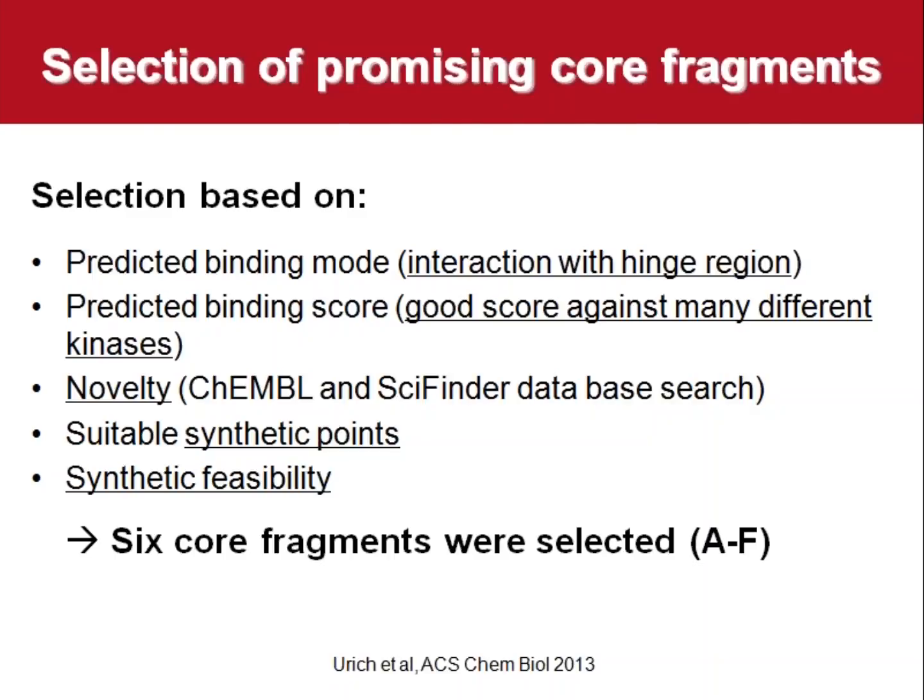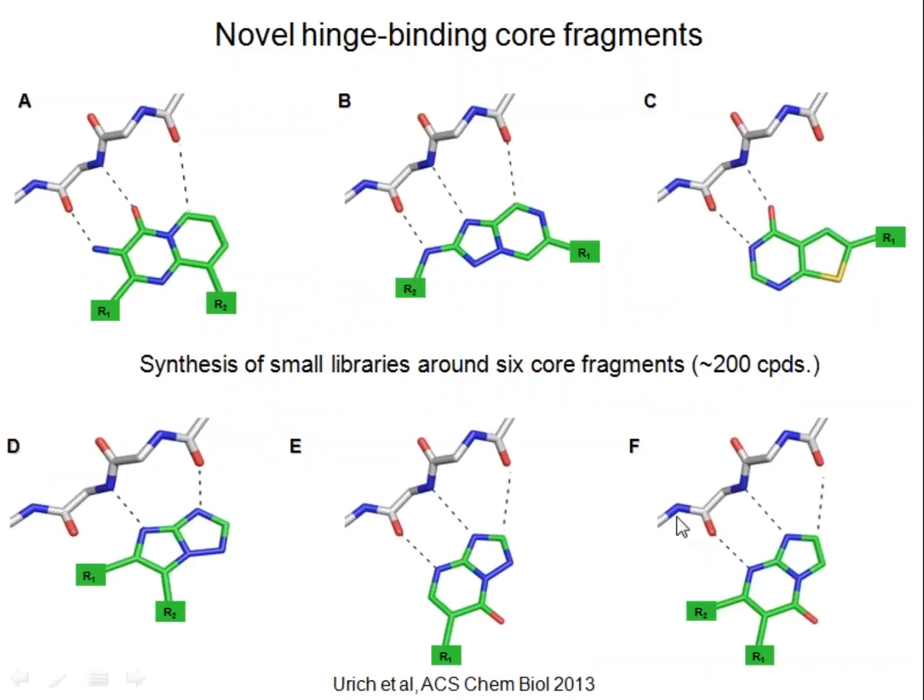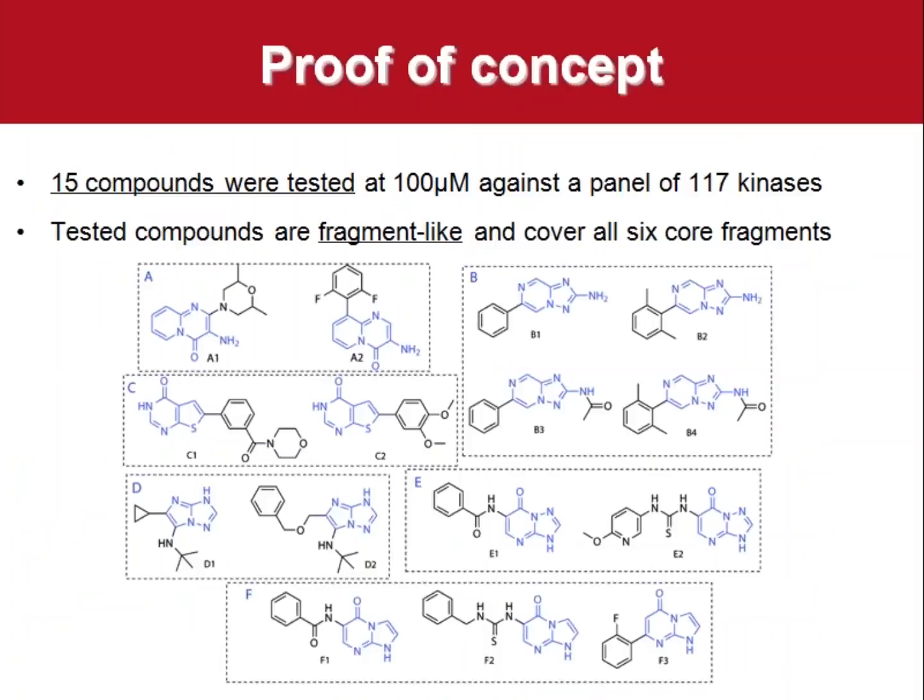So we ended up with 6 different core fragments. And these are the different core fragments we decided to work with. And these are the predicted binding modes relative to the hinge region shown in gray. And then we synthesized, or the students synthesized, small libraries around the 6 core fragments, and in total we ended up with about 200 compounds. And then for a proof of concept study, we selected 15 different compounds out of these 200 and tested them at the concentration of 100 micromolar against a panel of 117 different kinases.